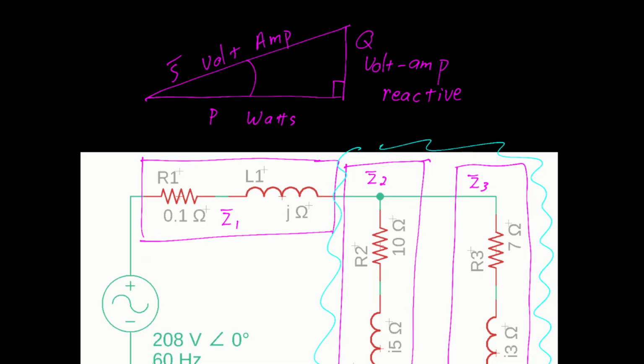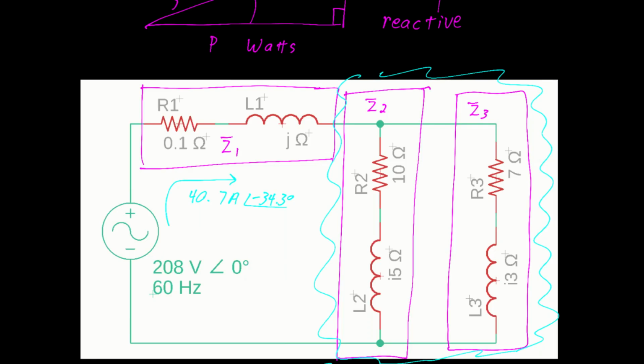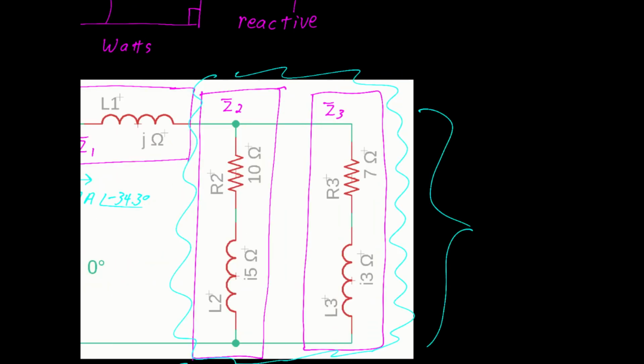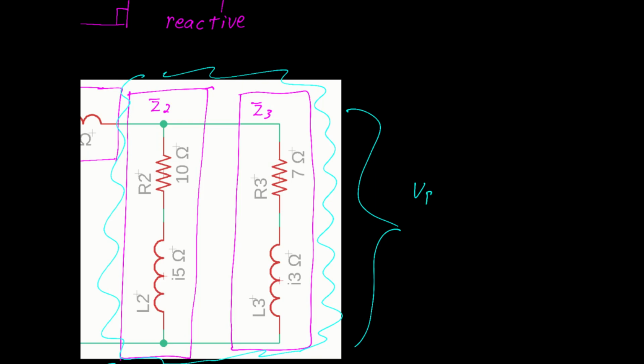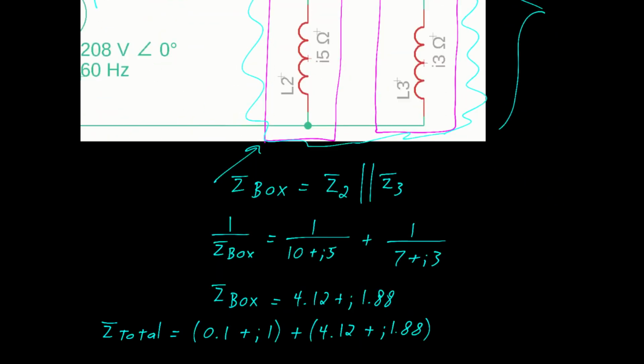Just to keep track of where we are, we're going to go back up to our original picture and we're going to write these values in. So here's 41 amps at an angle of negative 34. And the voltage on the box was 184 at an angle of negative 10. At this point, we can start working on our power.